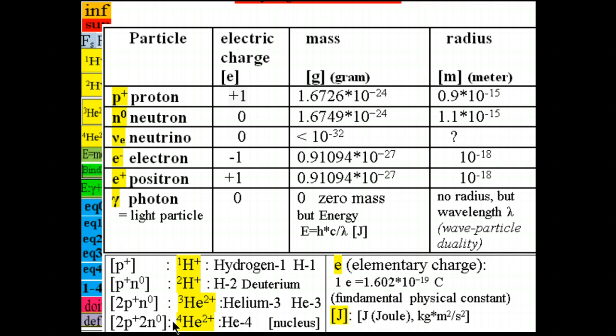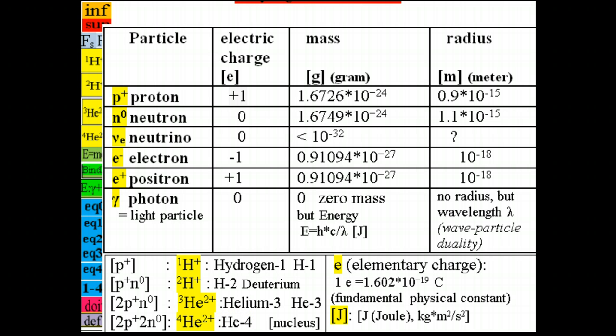The main isotope of helium has 2 neutrons and 2 protons in the nucleus. So you add 2 plus 2, you raise a 4 and write He for helium. This is 2 plus, and this is called helium 4.